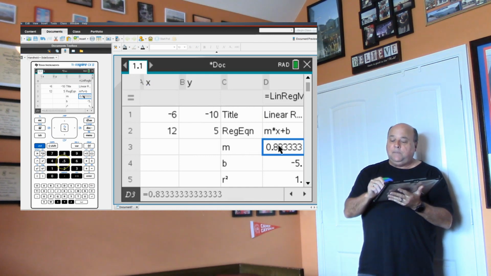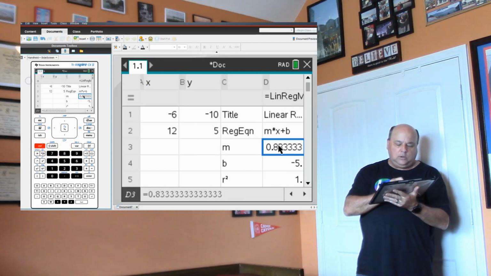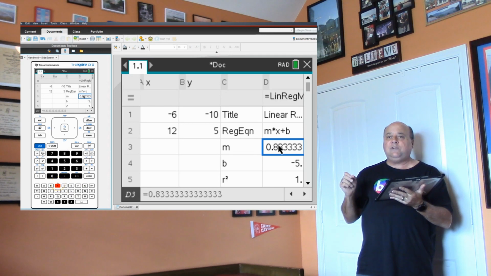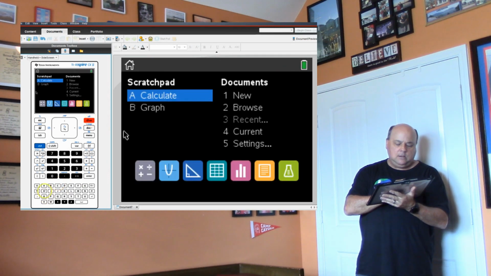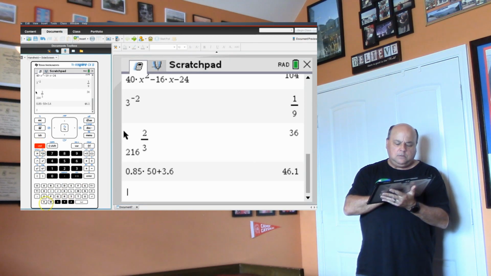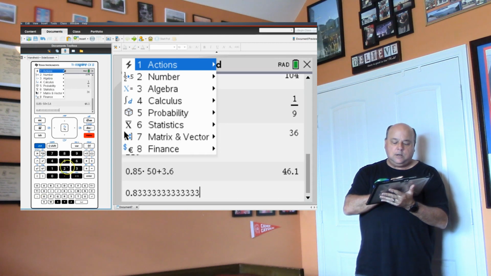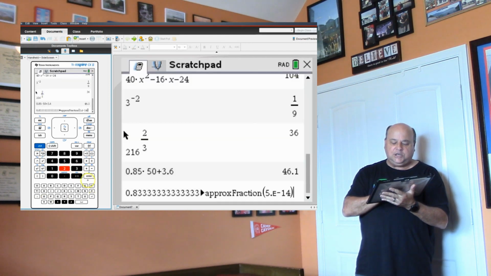To copy, make sure the blue box is over 0.8333. Hit Control C to copy. So I've copied it. Hit Home and A. Now to paste it, hit Control V. And then Menu, to enter. Menu, number, approximate the fraction, enter.